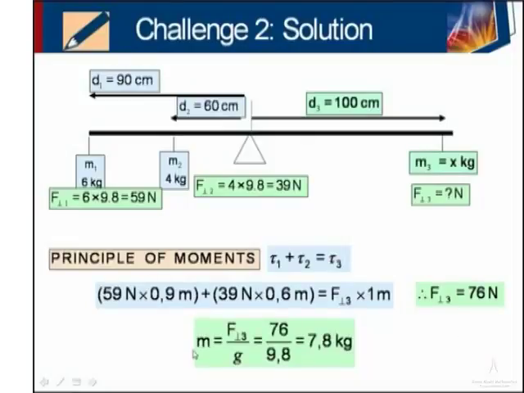So therefore, we need to remember the calculation asked for the mass, and since force equals mass times acceleration, if we need to make mass the subject of the formula, mass equals force divided by gravitational acceleration. Therefore, 76 newtons divided by 9,8 will give us a mass of 7,8 kilograms. That is solving for mass 3: 7,8 kilograms.